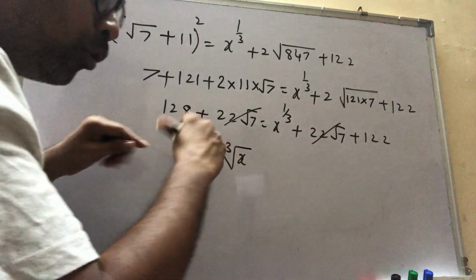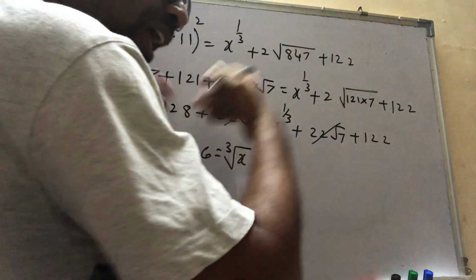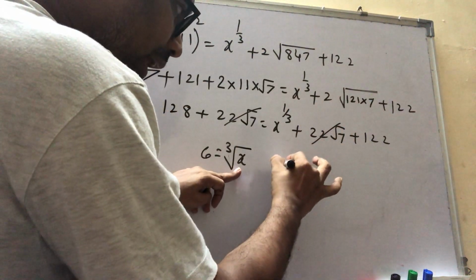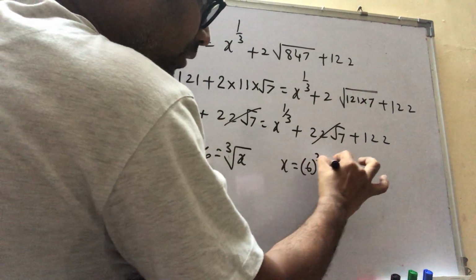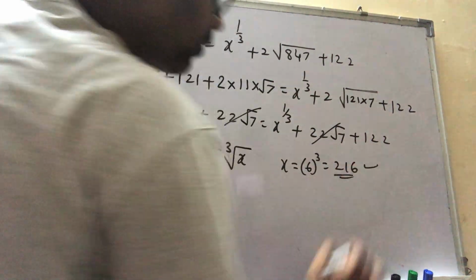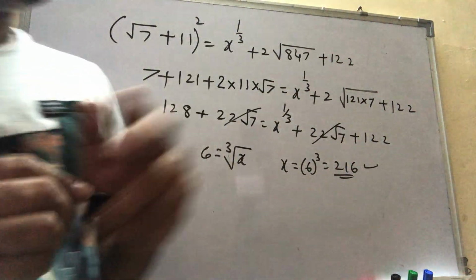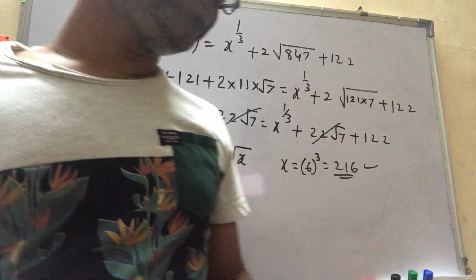So to remove the cube root, what will we do? Take the cube of both sides. So the cube root will go, x will be left, and 6 cubed will come. So that is nothing but 216. So this is your answer. Write down this. Hope everyone has understood this.